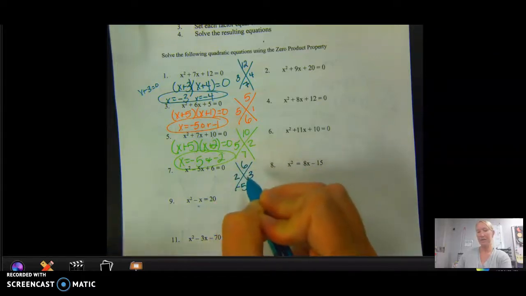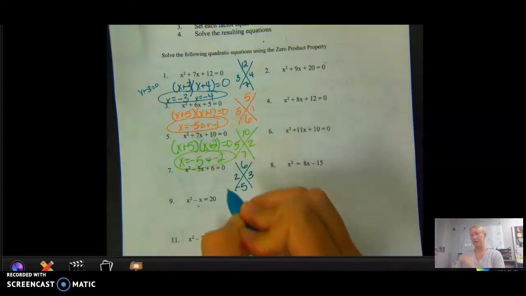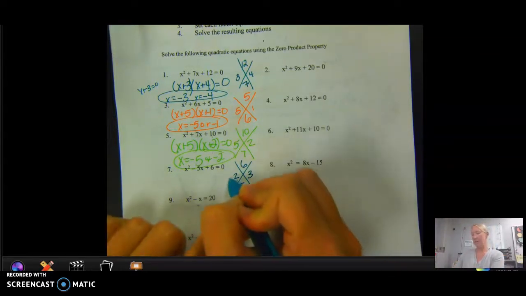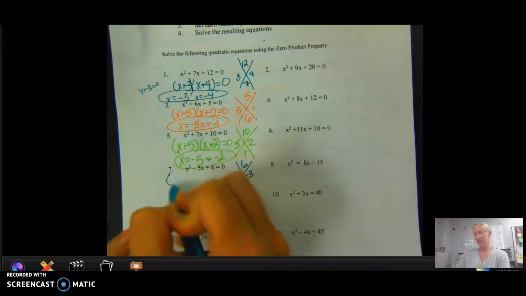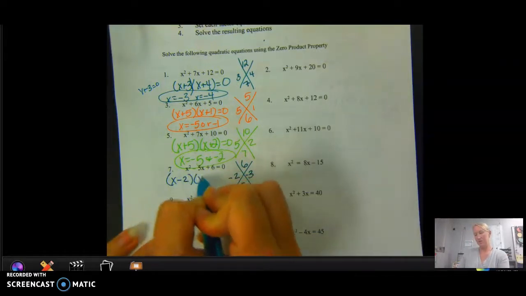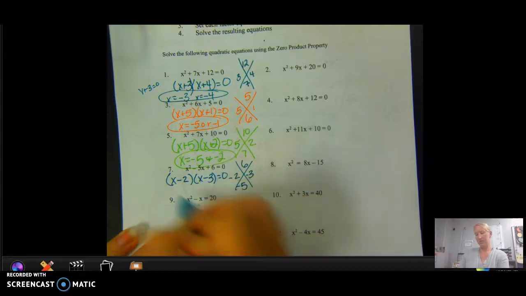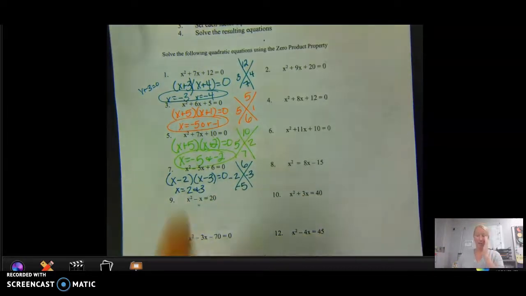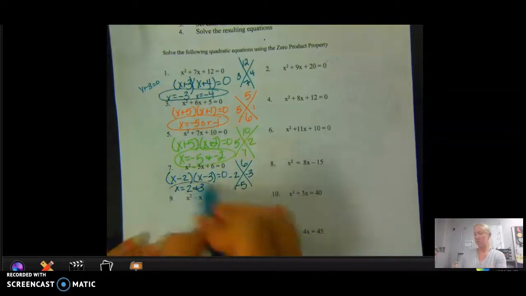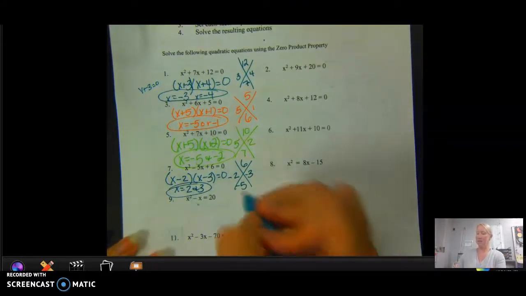The only way to get a positive when you multiply is 2 positives or 2 negatives. So since I want a negative when I add, these are both going to have to be negative. So x minus 2, x minus 3 equals 0. So x equals 2 and 3 would be my two answers. The leftmost answer would be your smaller of the two, so that would be 2. The rightmost answer would be 3.